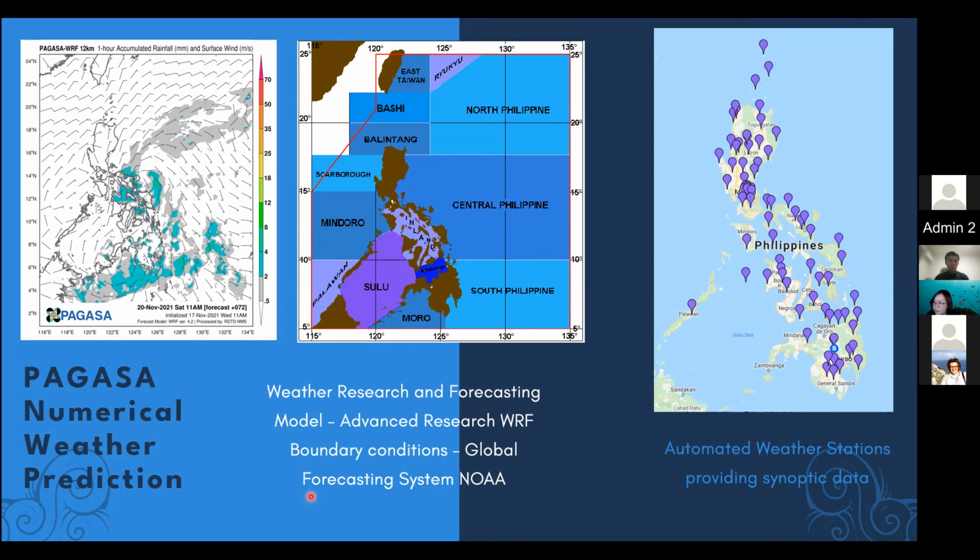And they have a suite of automated weather stations and other observational systems scattered all around the Philippines, providing them the synoptic data. PAGASA is more concerned with atmospheric aspects. So of course, you have daily weather forecasts, some marine state forecasts, and warnings for long-term climate impacts on agriculture.